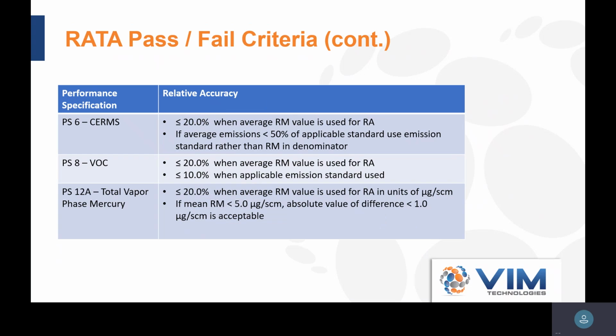These are just for, if you have a continuous emissions rate monitoring system, your stack flow monitor. It's got 20%, and then VOC or total vapor phase mercury. So you can get all this information. Obviously, you'll get a copy of this presentation, but it's easy to find in Appendix F. I'm sorry, these are in Appendix B.